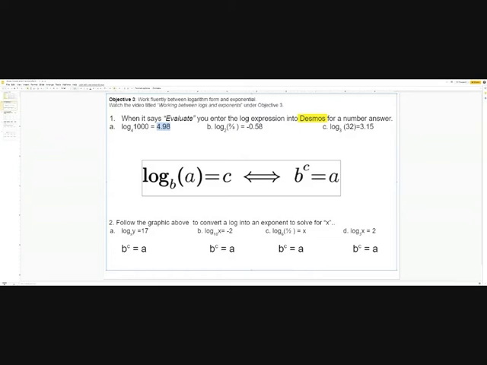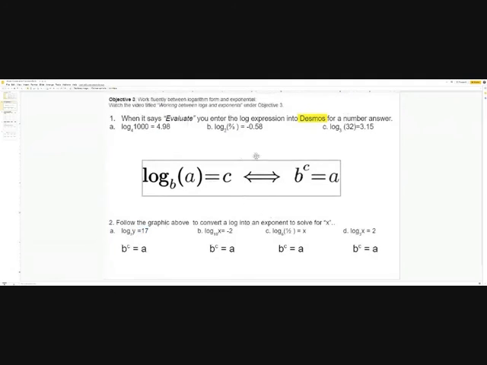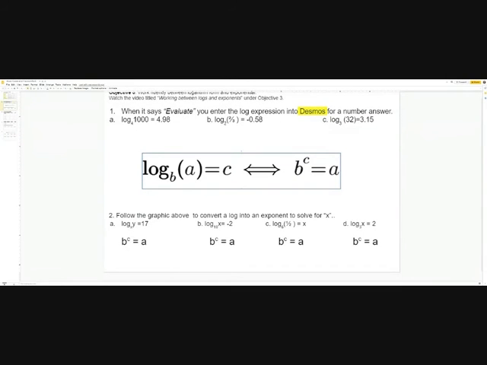All right. The other type of log problems you're going to see have an answer on the other side of that equal sign. So you can't use Desmos for these. We're going to use this picture to help us, and you can use this picture on the content assessment as well. So here we go.